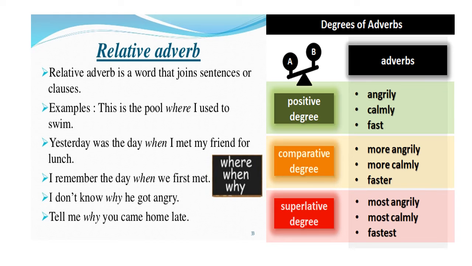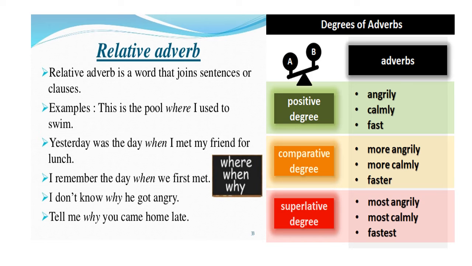Children, we all have learned the 6 types of adverbs, which are adverbs of manner, adverbs of place, adverbs of time, adverbs of degree, adverbs of frequency and interrogative adverbs. And now we look at relative adverb, which is good to know information. Alright, so what is relative adverbs? A relative adverb is a word that joins sentences or clauses.